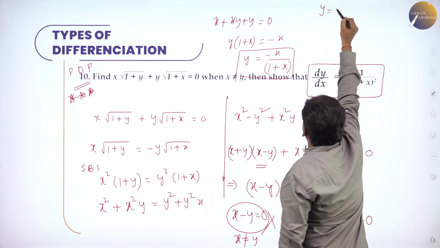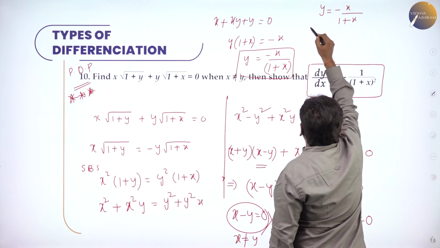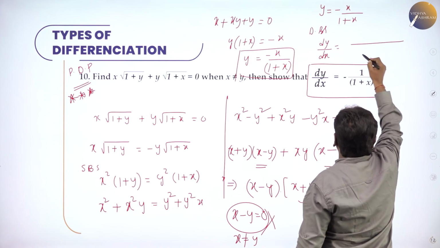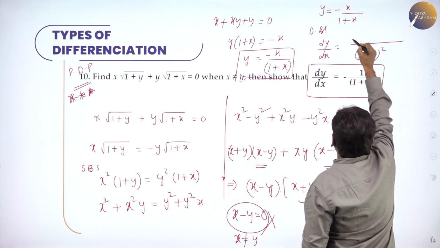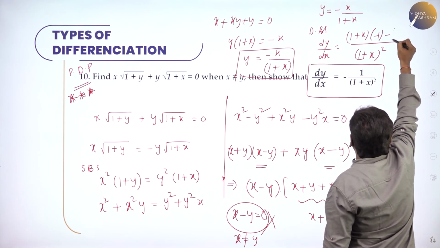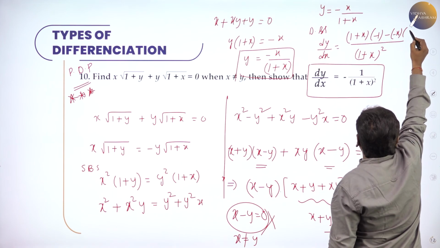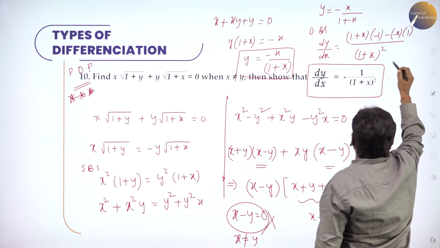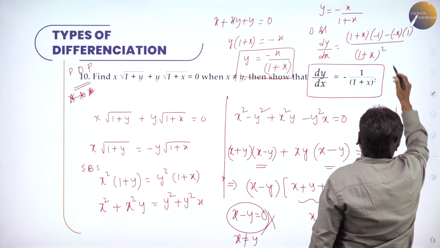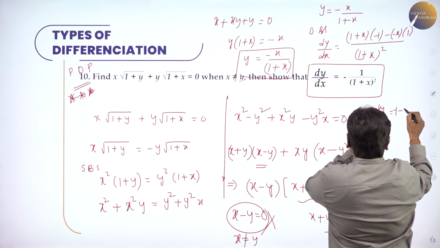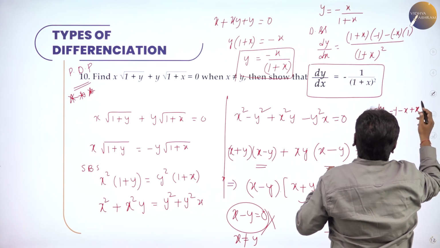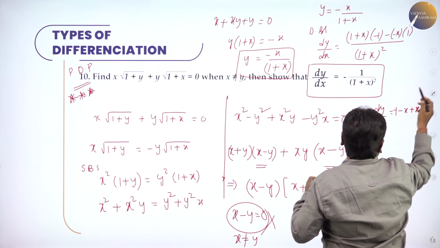So we have y is equal to minus x divided by 1 plus x. Differentiate both sides. LHS becomes dy by dx. RHS, quotient rule. What is quotient rule? In the denominator, the denominator whole square. Numerator: denominator into derivative of numerator, which is minus 1, minus of minus x into derivative of denominator, which is 1. Simplify this further. You will get dy by dx is equal to, so minus into minus becomes plus, and it will be minus 1 minus x plus x, that is plus x plus 1. Simplify, you will get the answer.